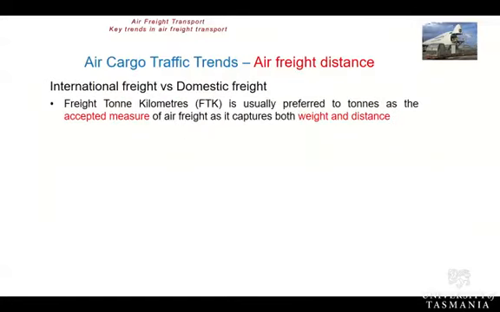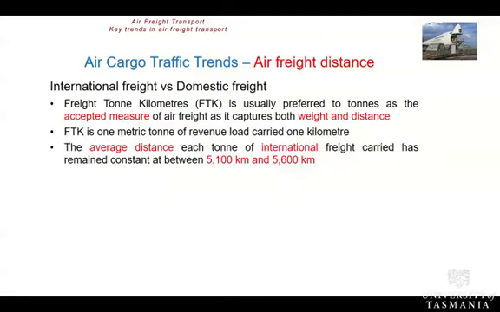The next trend I want to have a look at is air freight distance. And I want to look at the difference between international freight and domestic freight. Now, in Lecture 1, I introduced freight tonnes per kilometre as the accepted measure of air freight because it captures both weight and distance. So it's ideal to use for looking at distances. A little bit later on, we'll have a look at airports, and typically they use tonnes throughput at the airports. So what we know is freight tonnes per kilometre is 1 metric tonne of revenue load carried 1 kilometre.